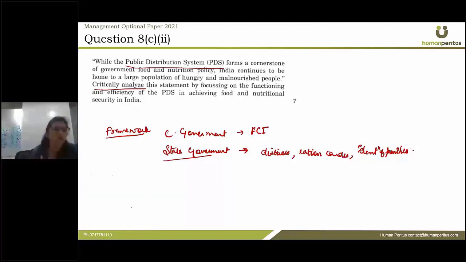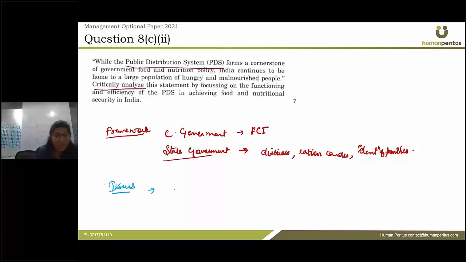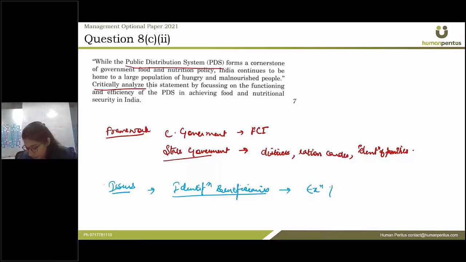Now, what kind of issues are there in this? Issues. See, there are issues relating to the identification of the beneficiary. This is also called inclusion error. Why? Because there are various people who are actually above the poverty line, people who get fake ration cards and go to the fair price shops and get their rations. So here is a difficulty being faced regarding the identification of the beneficiaries. It is also called exclusion and inclusion error.